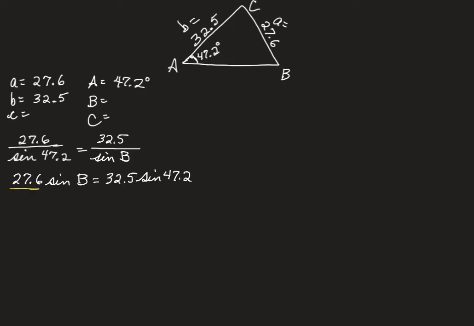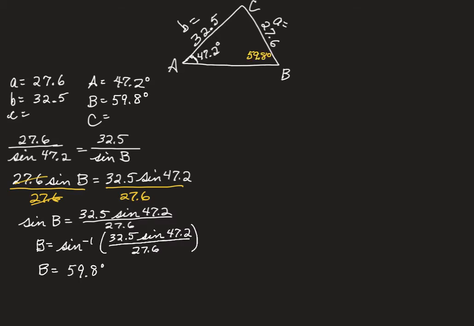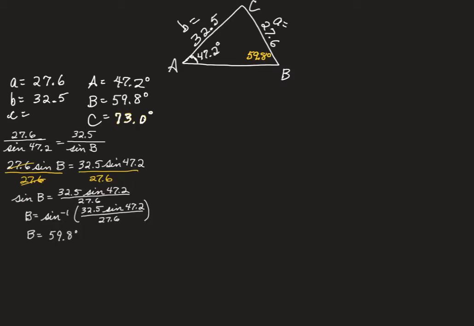To begin isolating angle B, we're going to divide both sides by 27.6 and take the inverse sine, plug it into your calculator, get the answer. So since there are 180 degrees in a triangle, and we have already used up some of those degrees for A and B, the only degrees in that triangle left for C are 73.0 degrees. Now we can find the last part of our triangle, side C. Set up your same initial ratio, side A over the sine of angle A.